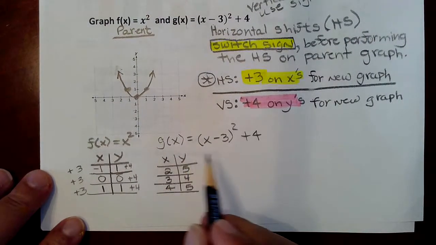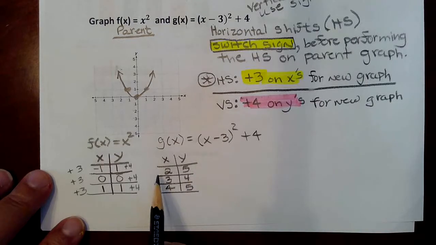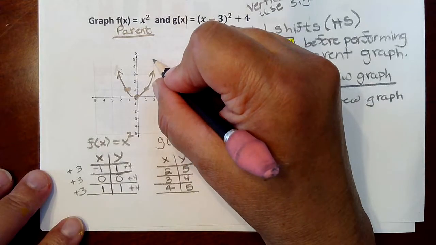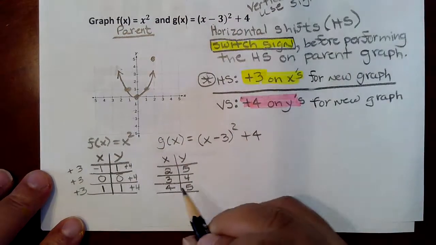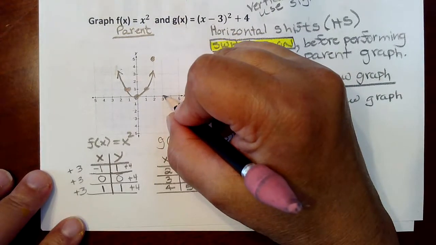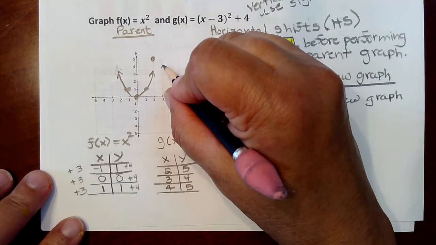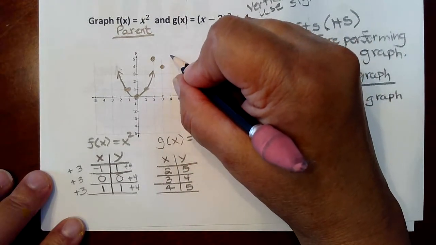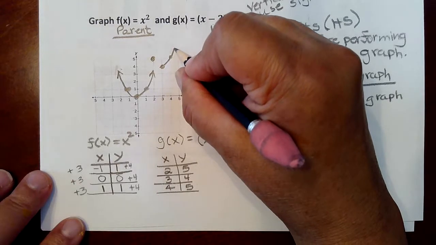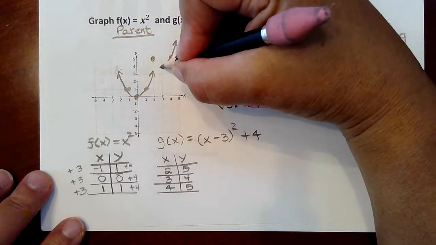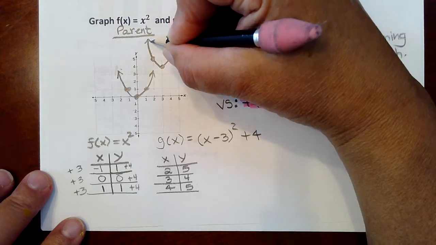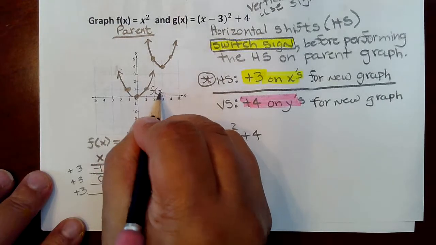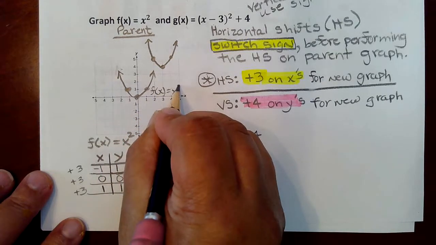Now, we're going to have a parabolic shape here, again, because the square is on the x, but we're going to be plotting 2, 5. We're going to go 2 all the way up to 5. Then we're going to be plotting 3, 4. Then we're going to be plotting 4, 5. And notice that we have that same parabolic shape. This is our original parent graph. F of x is just equal to x squared.